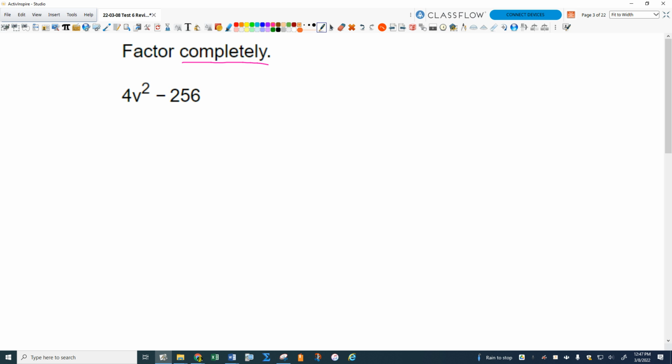So what do we always try to do first when we're factoring? Greatest common factor. We always want to undistribute first, right? Greatest common factor. So what I heard somebody say it. What could I undistribute? 4. Okay. What am I left with if I do that? v squared minus 64. Very good.